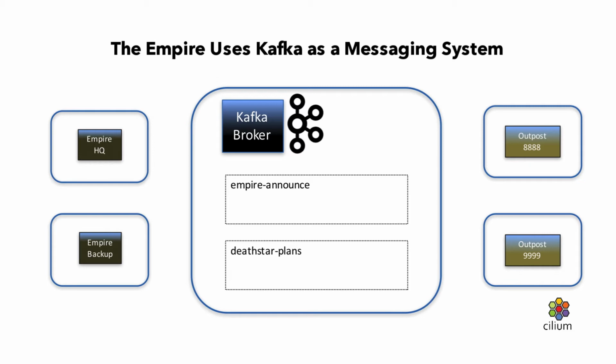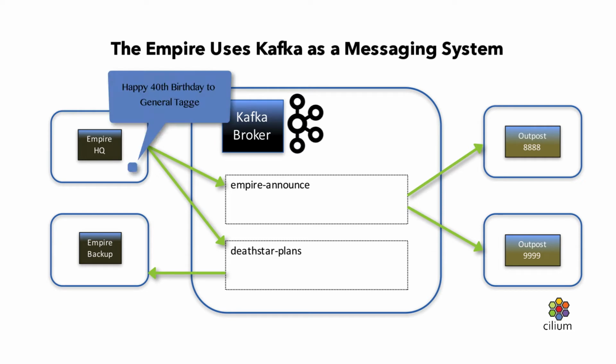The Empire uses Kafka as a messaging service. The Kafka broker is used to pass data streams between different applications. The Empire uses Kafka to produce and consume topics for various purposes. The Empire's Kafka cluster handles two topics in this example: Empire Announce and Death Star plans. Empire Announce is used to announce to all outposts all over the galaxy. Death Star plans is used to coordinate amongst those involved in creating the ultimate battle station.